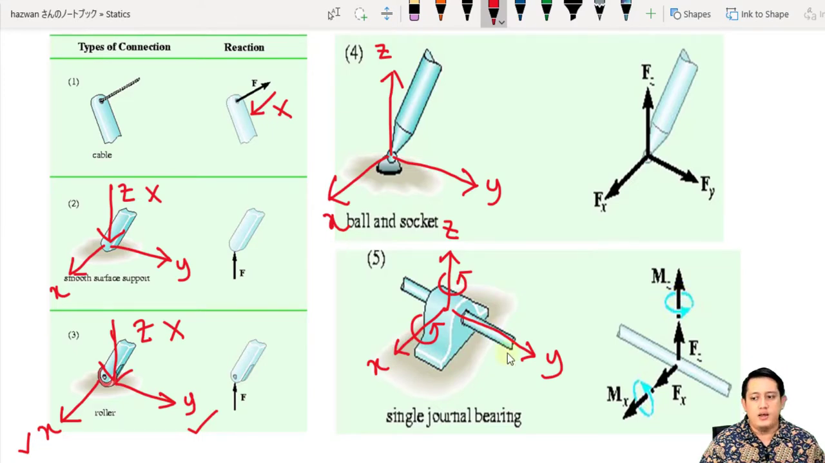What about Y? As you can see clearly, this rod is actually a circular rod. So in the Y direction, it can rotate freely, because this is a bearing and also a cylindrical rod. Which is why we don't have any reaction moment. Easy, very easy.